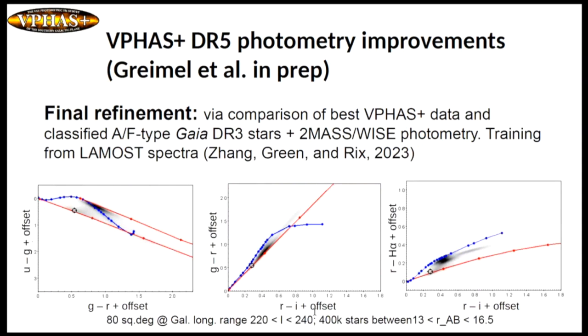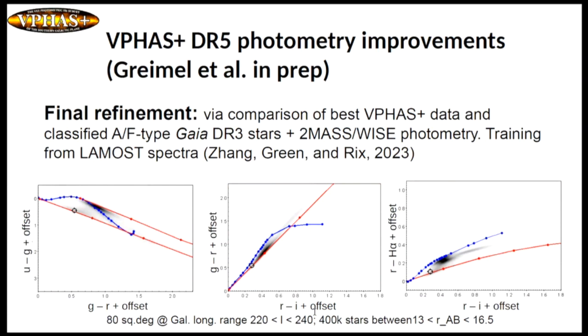And here you can see, unfortunately, the grayscale is difficult to see on the screen, but these are calibrated fields. So you have the U minus G and G minus R color diagram. Here, the G minus R, R minus I, and this is the R minus H-alpha, R minus I. And this offset refers to the new calibration. So in each image, there is an offset that needs to be applied.